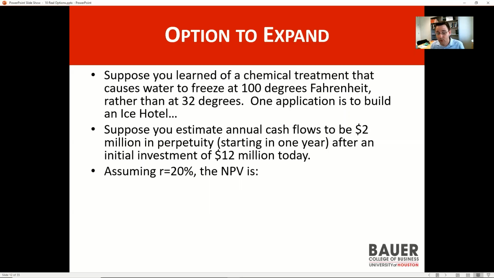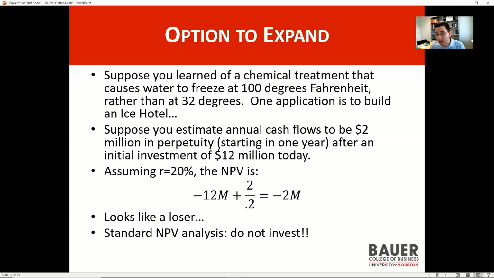With R equal to 20%, what's the NPV from this project? It's going to be the minus 12 that you put in today, plus the perpetuity of $2 forever. That gives us an NPV of minus 2 million. So the NPV rule says this is a bad deal, don't take it. However, things are going to change if we are allowed to incorporate options. Let's see how that would work.